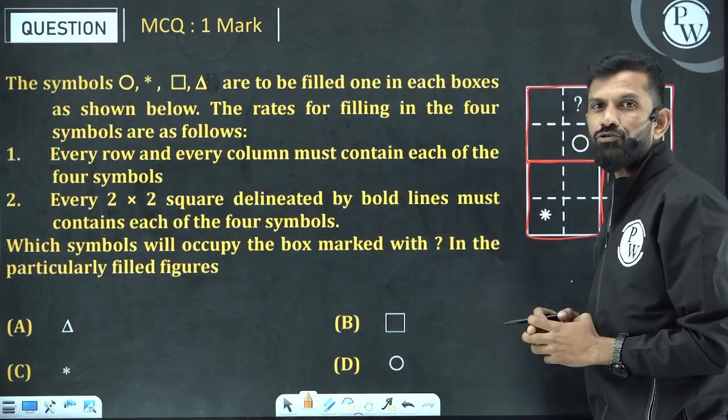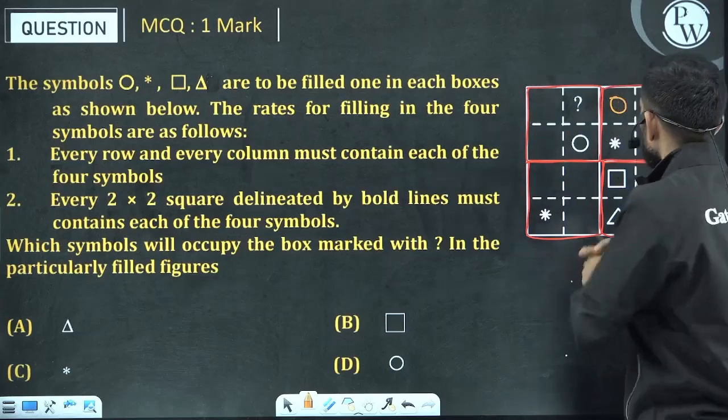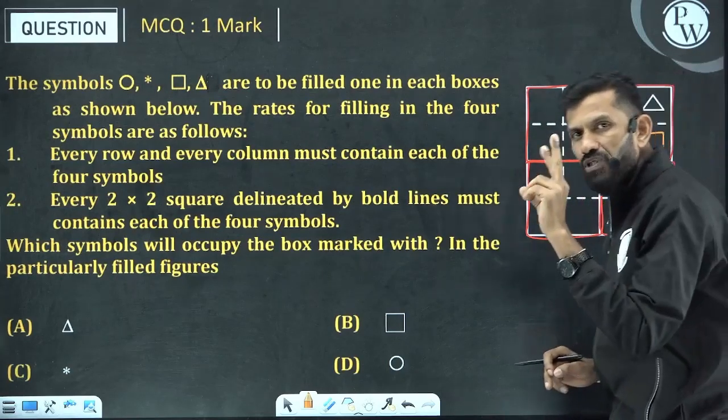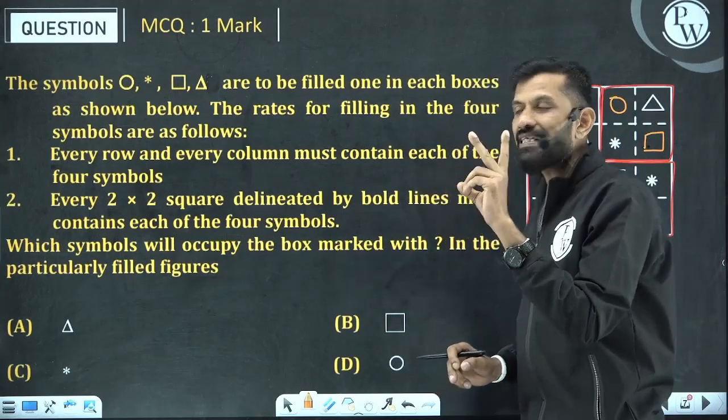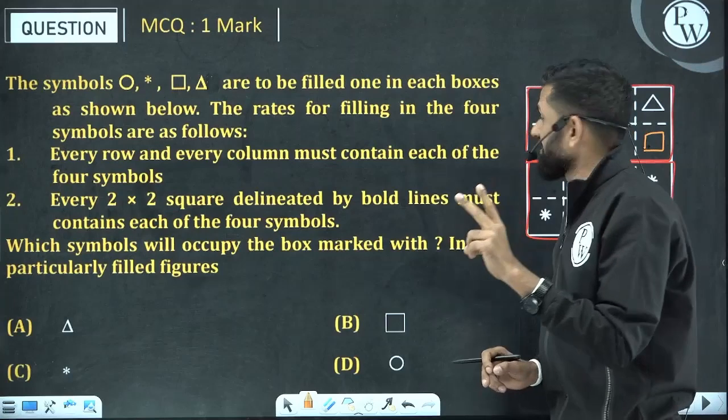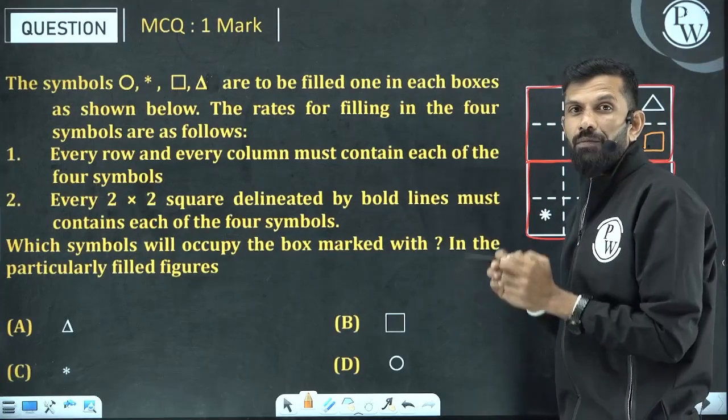I'm directly coming to that without filling the remaining. So if you talk about this line, already triangle is there, circle is there. What two things are missing? One star is missing, and one more, what is missing? One square is missing.